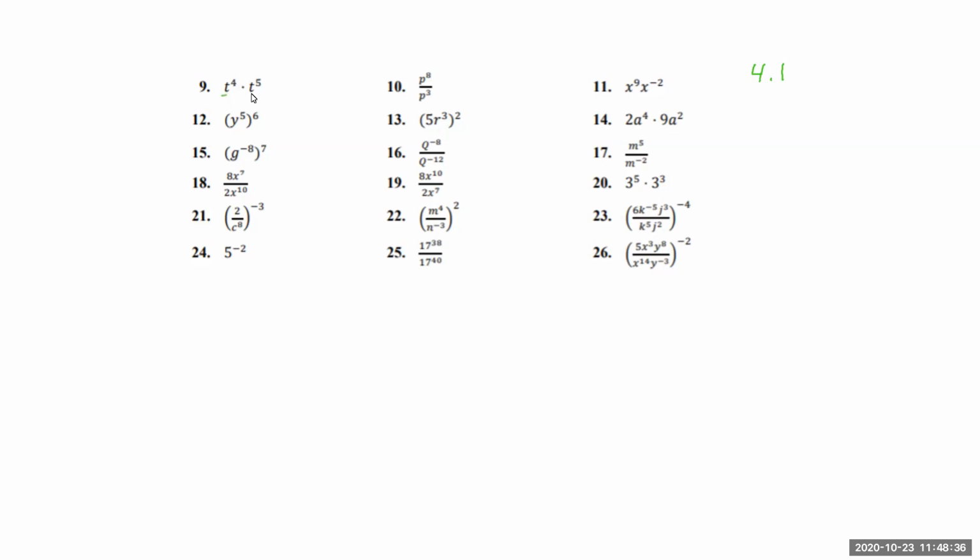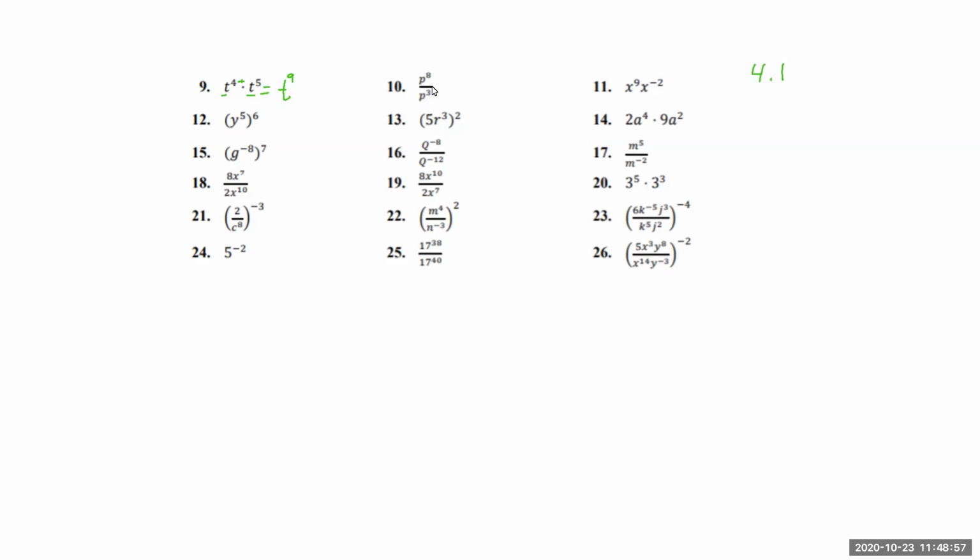Because both of these have the same bases, all we need to do is add the exponents to get our final answer. So we're just going to have t as our base here, and then 4 plus 5 is going to be 9. We know this because of the rule about multiplying by the same bases.